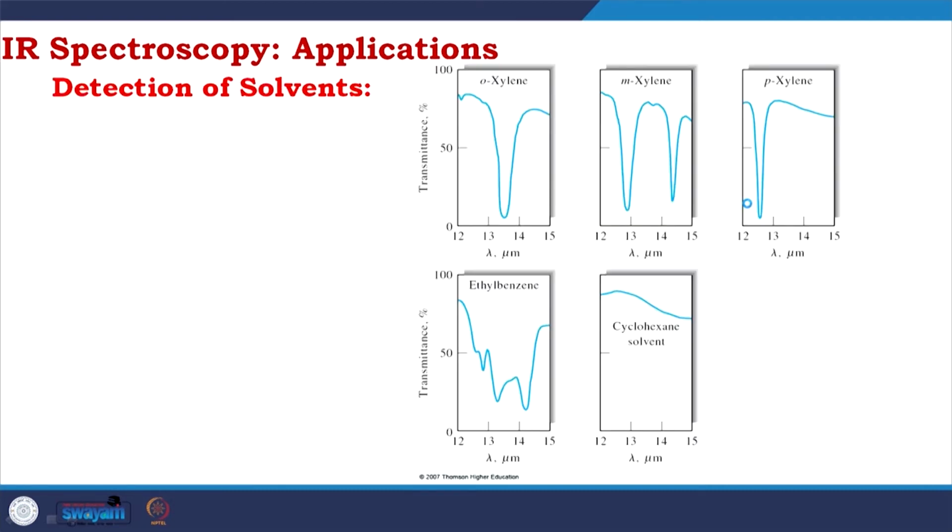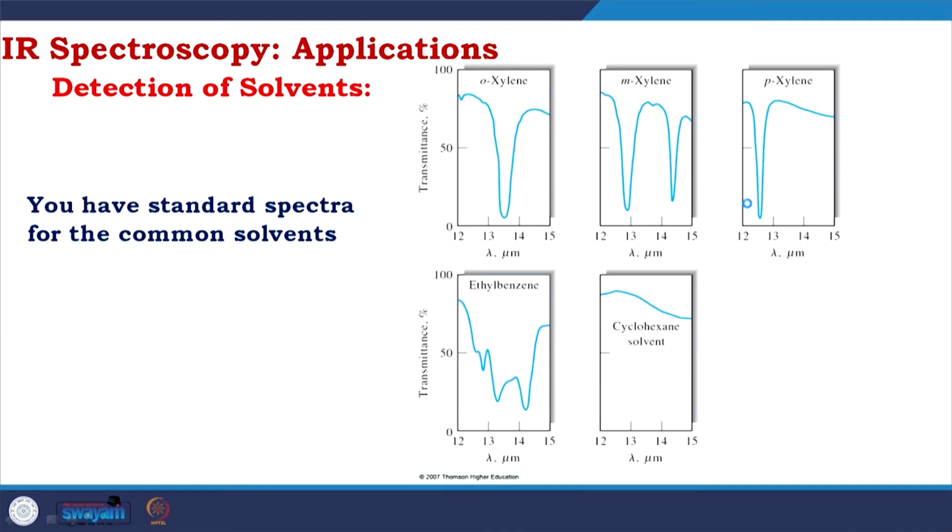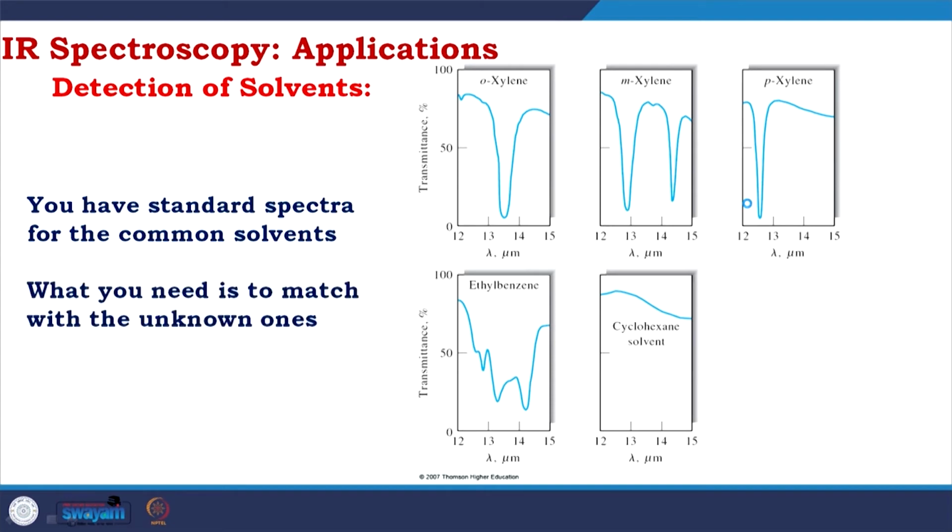Solvent, again these are characteristic spectra of orthoxylene, metaxylene, paraxylene, ethyl benzene, cyclohexane. So, all of them are solvent. You have standard library of these solvents. So, when a new sample comes and you do not know the solvent, you match the spectra and you determine the solvent. So, you have standard spectra for common solvents, you develop a library, and then what you need is to match with the unknown one. You get the spectra of the unknown one and match in the library.